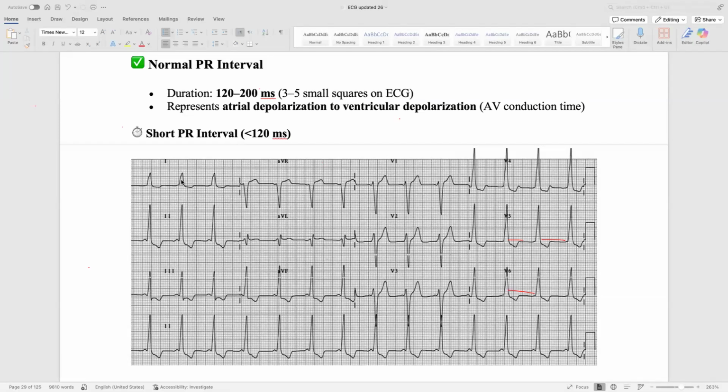M shape. That means if there is an M shape, one bundle is affected. That means one ventricle is depolarized before the other. If one is depolarized before the other, it could be right bundle branch block, it could be left.